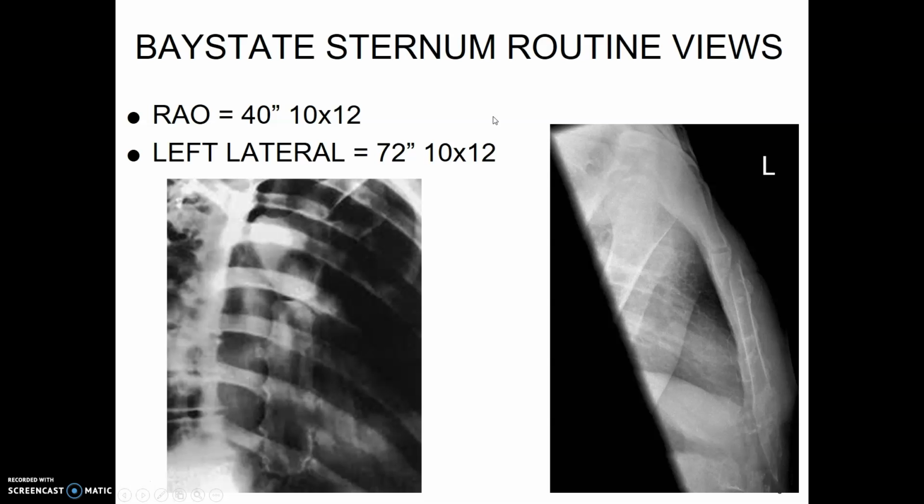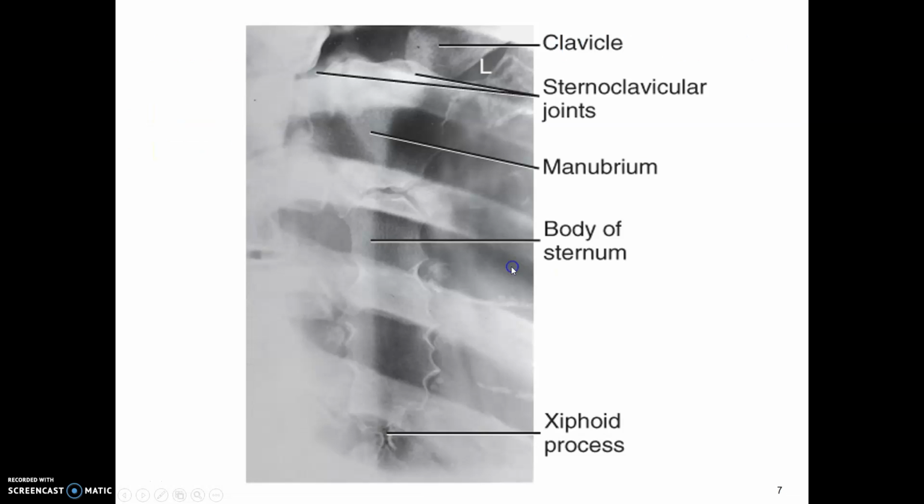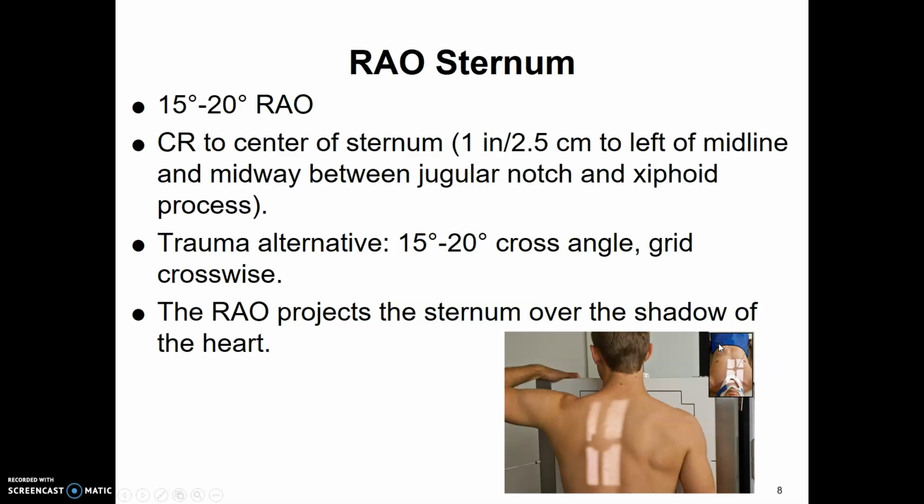Sternum routine for our clinical site is an RAO at 40 inches using a 10 by 12 cassette, and left lateral is done at 72 inches, again, 10 by 12. This is just an x-ray, a really nice one of a sternum. Mine never looked like this, with anatomy identified for you.